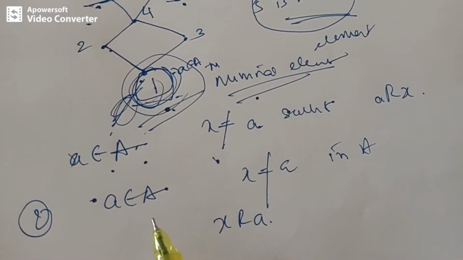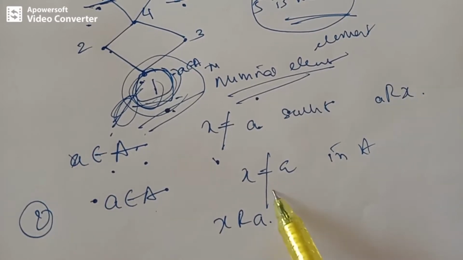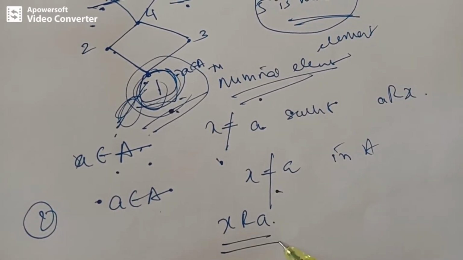So I'll repeat, an element a belonging to A is called a minimal element of A if there exists no element x, x not equal to a, in A such that x is related to a.